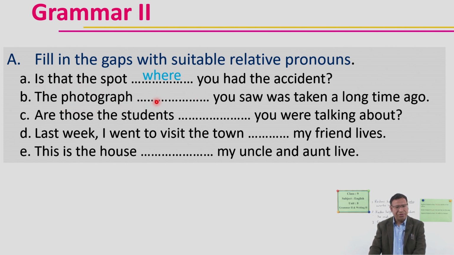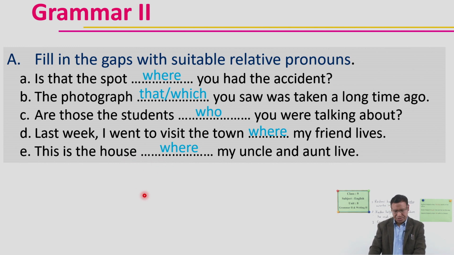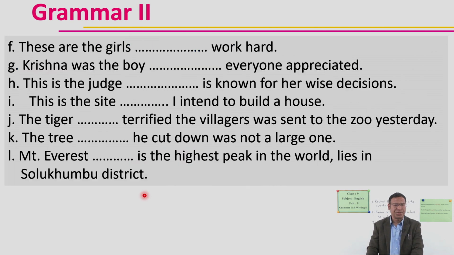The photograph is a person, place or thing? It is a thing, so we use "that" or "which". The photograph that you saw was taken, also "which you saw was taken". Are those the students who you are talking about? Students means "who". Last week I went to the town. Town is a place, so we use "where my friend lives". This is the house. House is a place, so we can use "where". Sometimes you can use "in which" also, based on the situation.